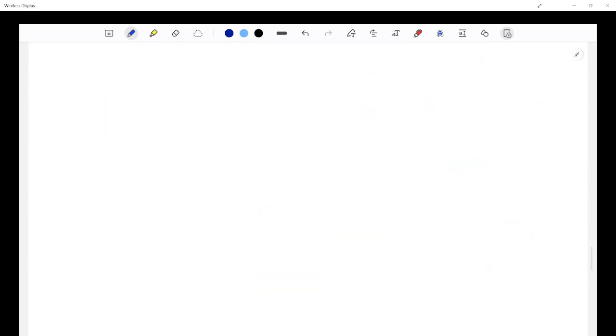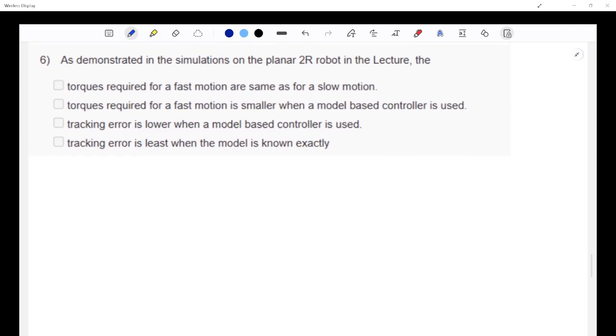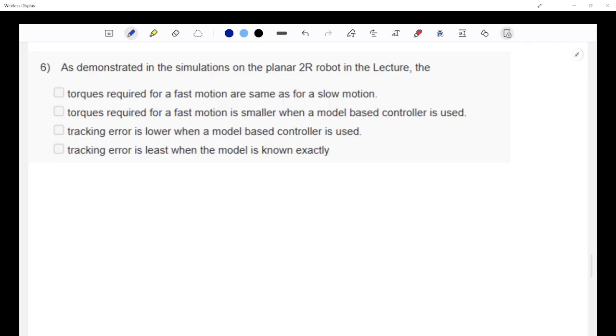Okay. Now, as demonstrated in the simulations of the planar 2R robot in the lecture, the torques required for a fast motion are same as for a slow motion. Torques required for a fast motion is smaller when a model-based controller is used. Tracking error is lower when a model-based controller is used. And tracking error is least when the model is known exactly. Okay. So if you remember, there are two scenarios, fast motion and slow motion. Controllers are compared, PD controller, feed forward with the exact model and model based with errors, right?